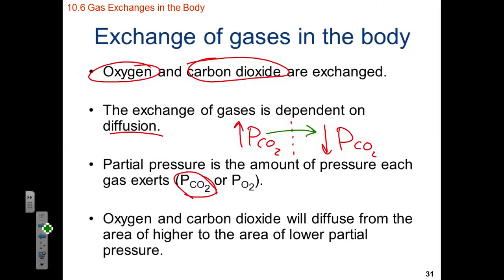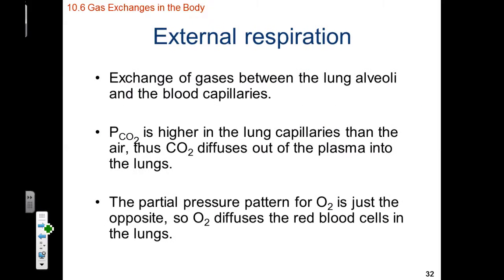And the same is true for oxygen gas. If we have an area of oxygen gas where there's a low PO2 and an area that has a high partial pressure of oxygen, you can think of partial pressure as a way of measuring a gas concentration. Then the oxygen gas will go from the area of high concentration to the area of low concentration. As these gases are exchanged, they'll diffuse across the membranes of our body based on their concentration gradients.